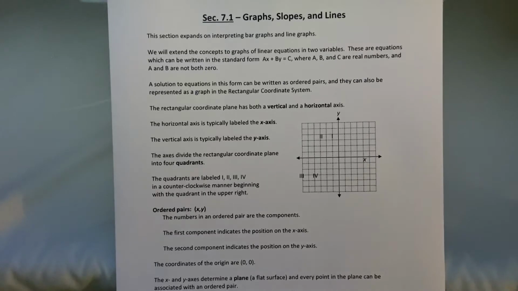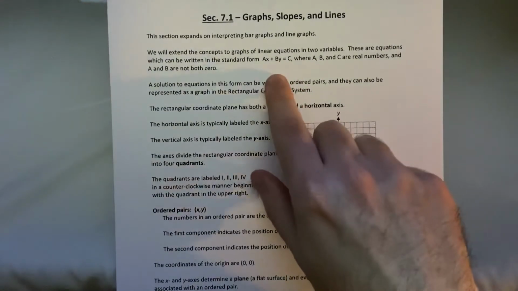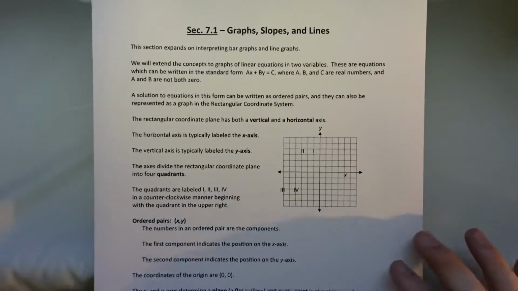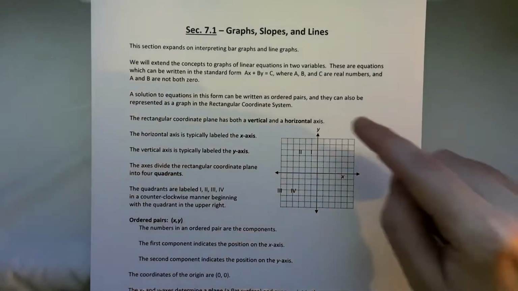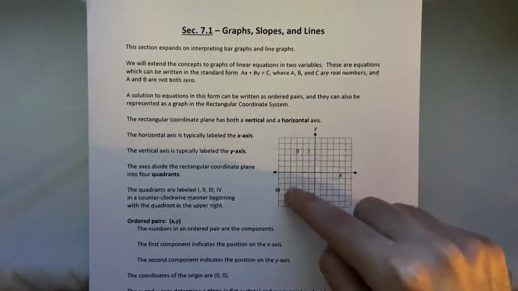equations in two variables. So a normal equation in two variables has an x and a y, so it's ax plus by equals c, where a, b, and c are real numbers. A and b can't both be 0. Solutions to the equations get written in ordered pairs, and you can make a little rectangular grid with quadrants 1, 2, 3, and 4.